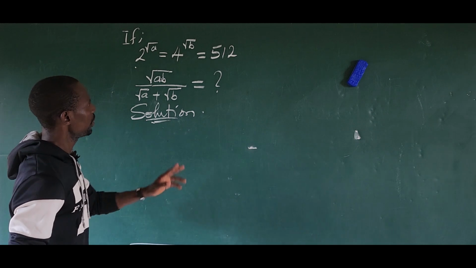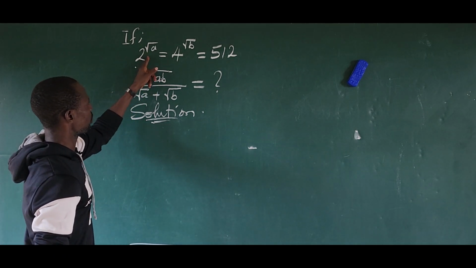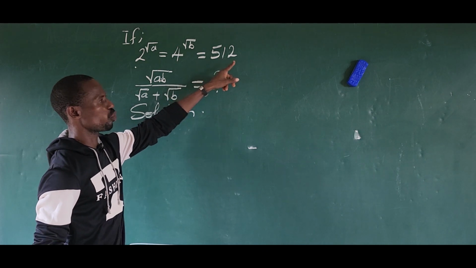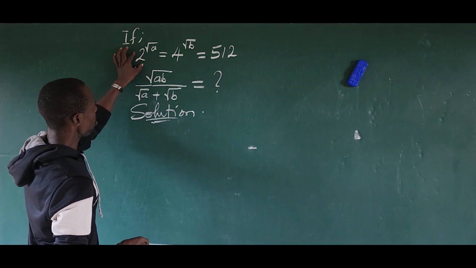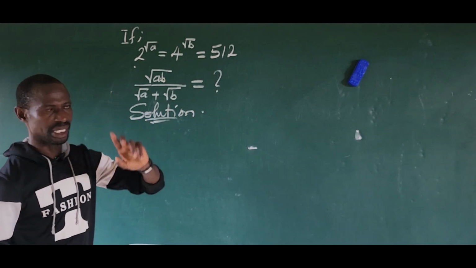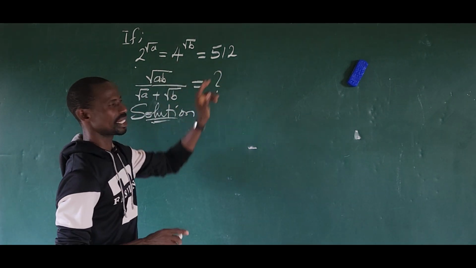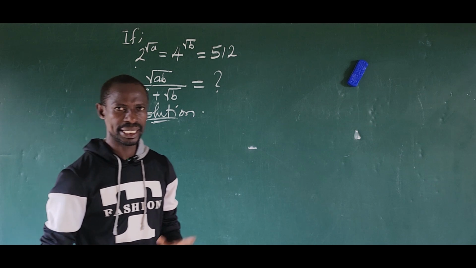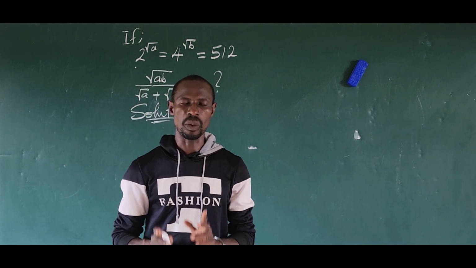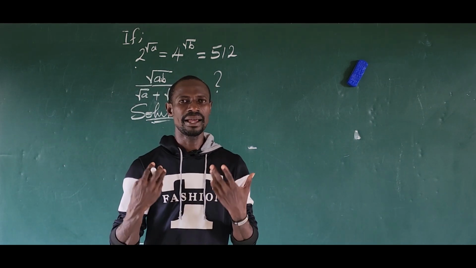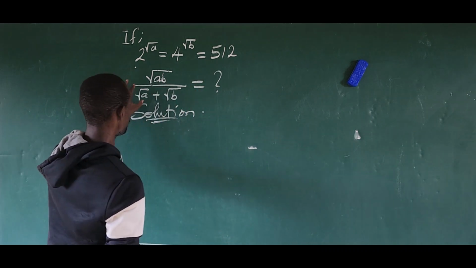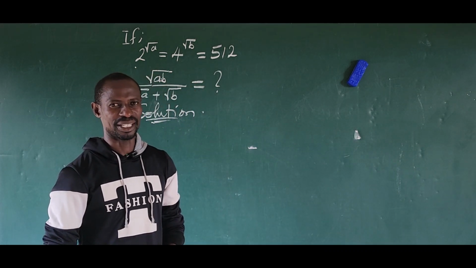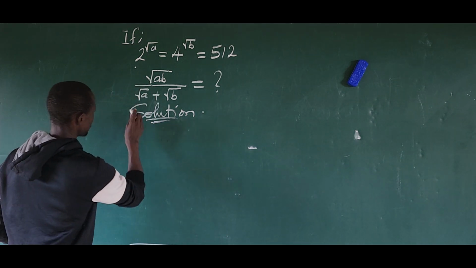Now this expression, 2 to the power of root A equal to 4 to the power of root B equal to 512, means we can equate this to this separately and at the same time equate this to this separately. So what I just want to do here is to solve for the value of root A separately, and solve for the value of root B separately in this approach. And then I will impute them into the expression you are asked to look for and we'll get a numerical value. Okay, so from here, let's take the first step.